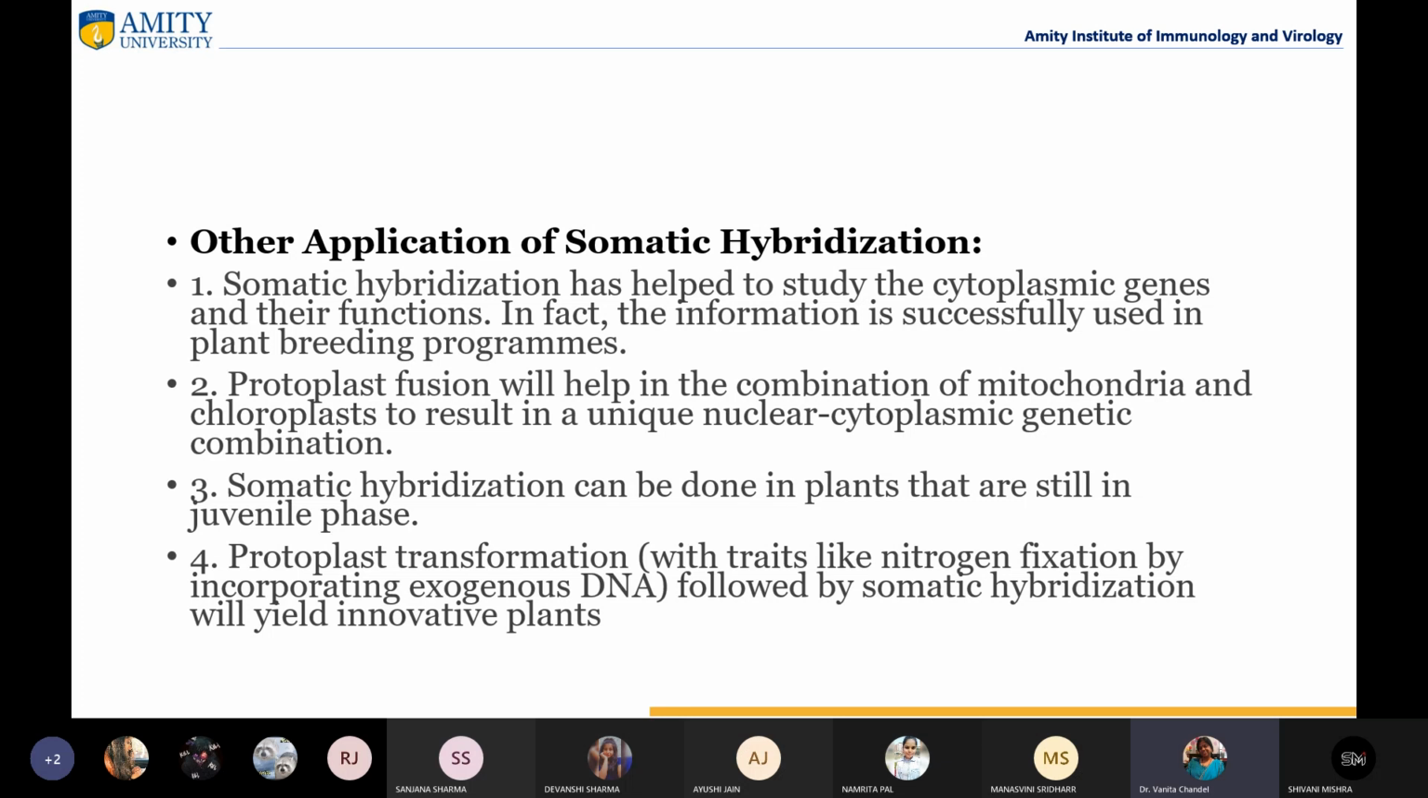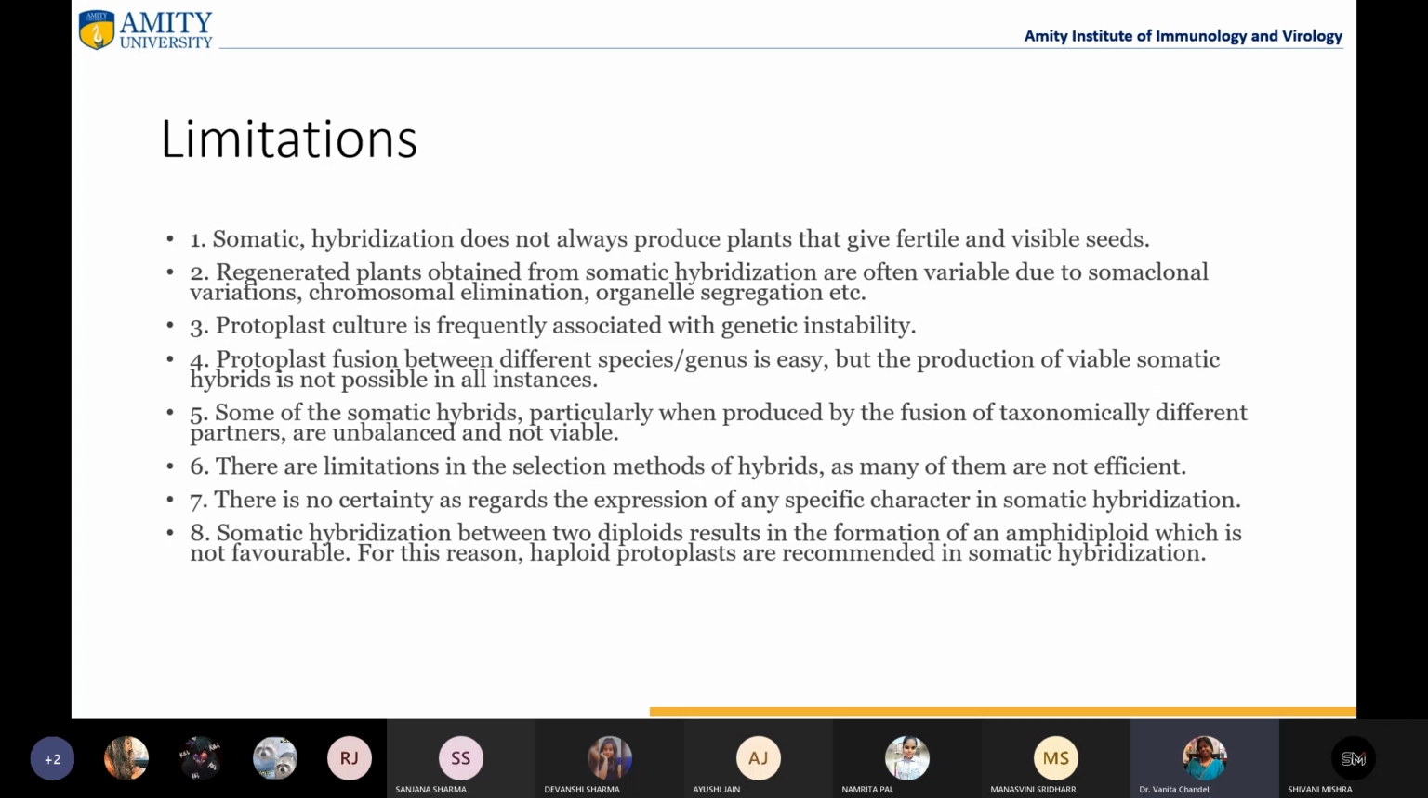Then protoplast transformation with traits like nitrogen fixation by incorporating exogenous DNA, followed by somatic hybridization, will yield an innovative plant. So we can also lead to transgenic plant development by using this kind of technique. Then we know that every application has positive points, but also certain drawbacks, right? So limitations are always associated with any kind of technique.